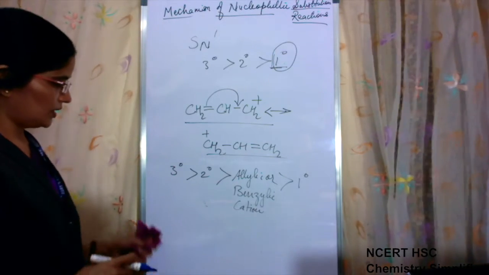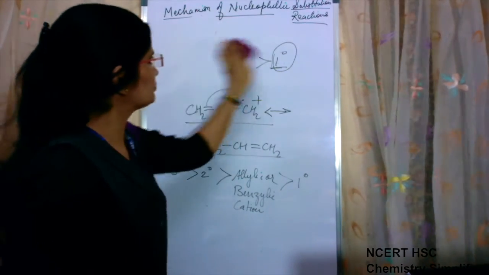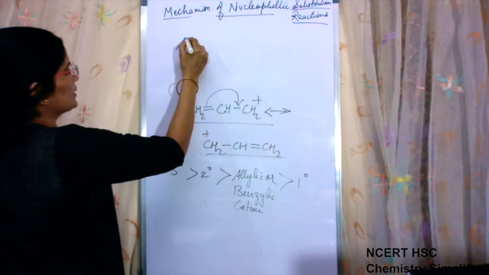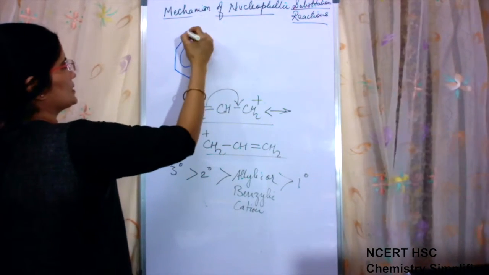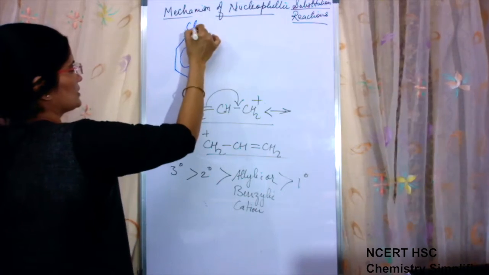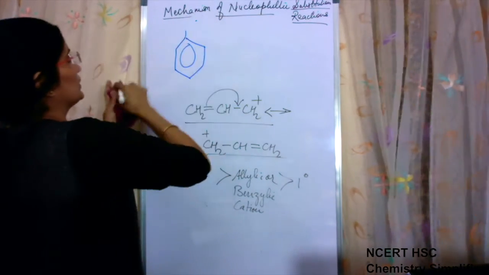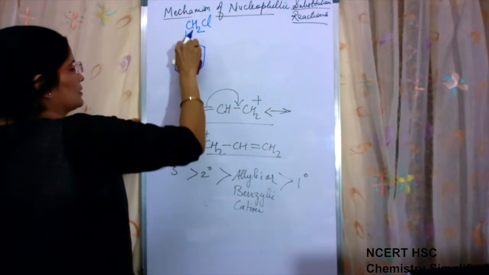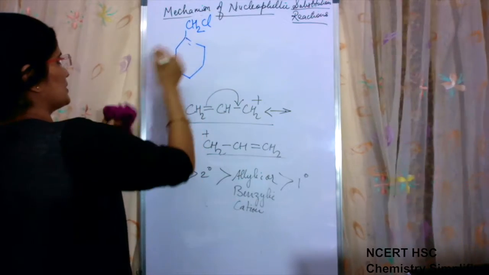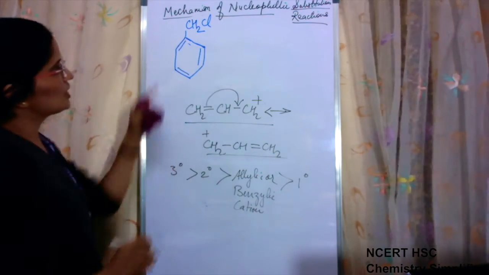As I explained for allylic, the same will be for benzylic also. That benzylic carbocation is this, the halogen is here. If I remove this halogen, CH2Cl, benzylic is this, directly attached to the aryl. So double bond, double bond, double bond, CH2Cl.